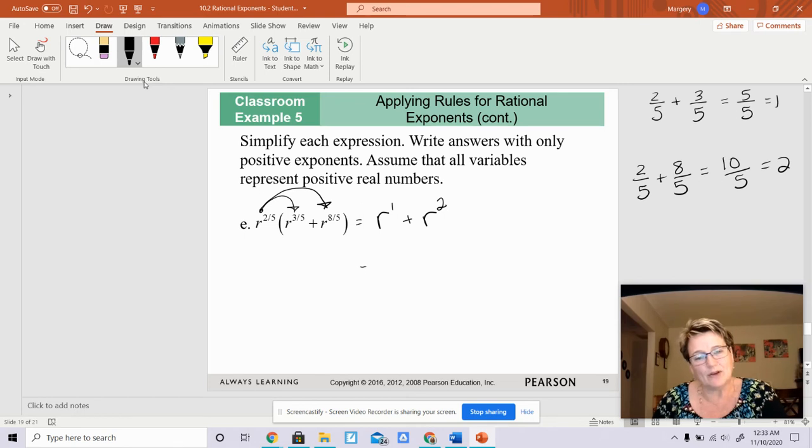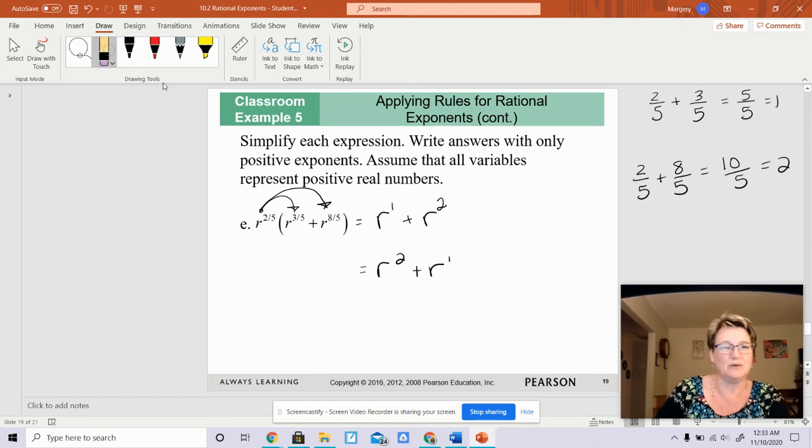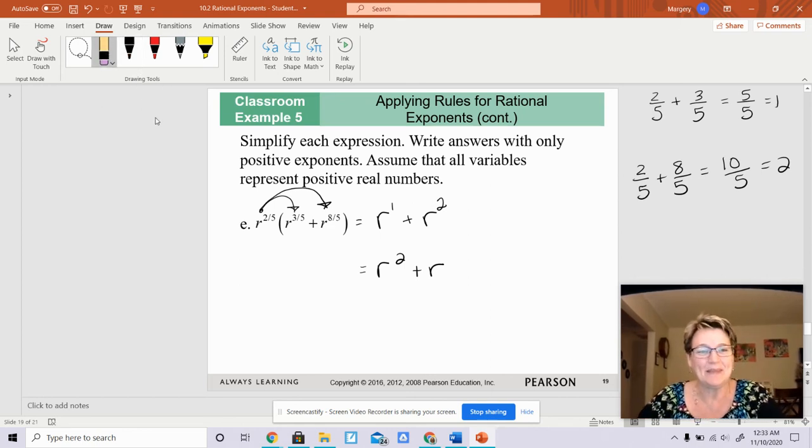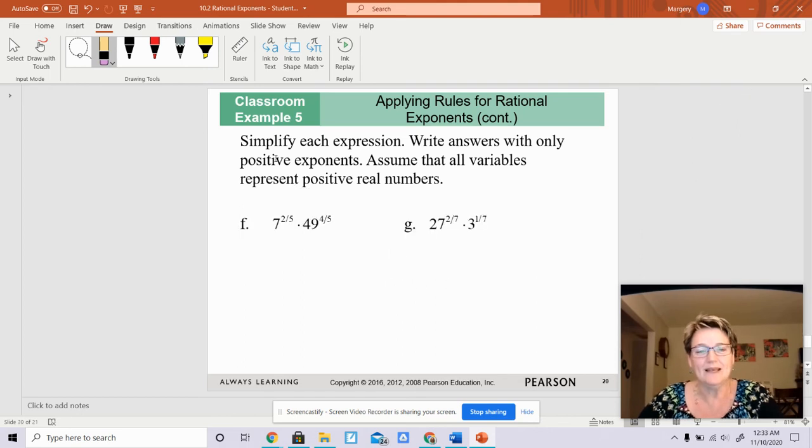In reality, we normally want the larger exponent written first and the smaller exponent written second. You really don't need to have that 1 on there. And that is your answer. You're finished. Next problem.